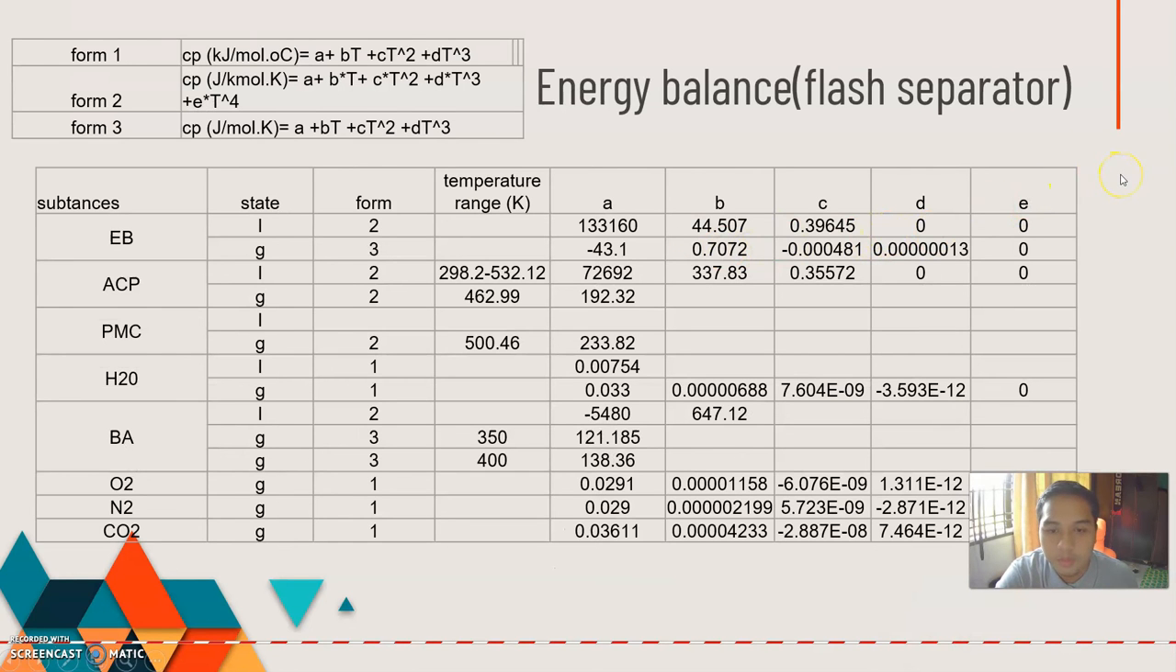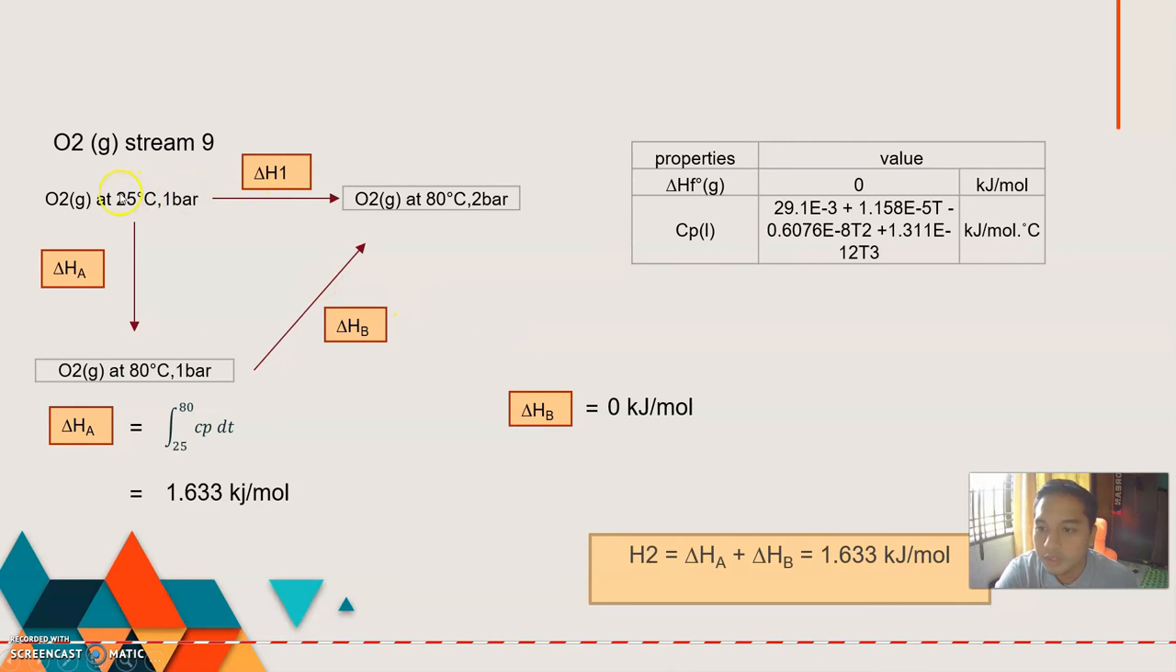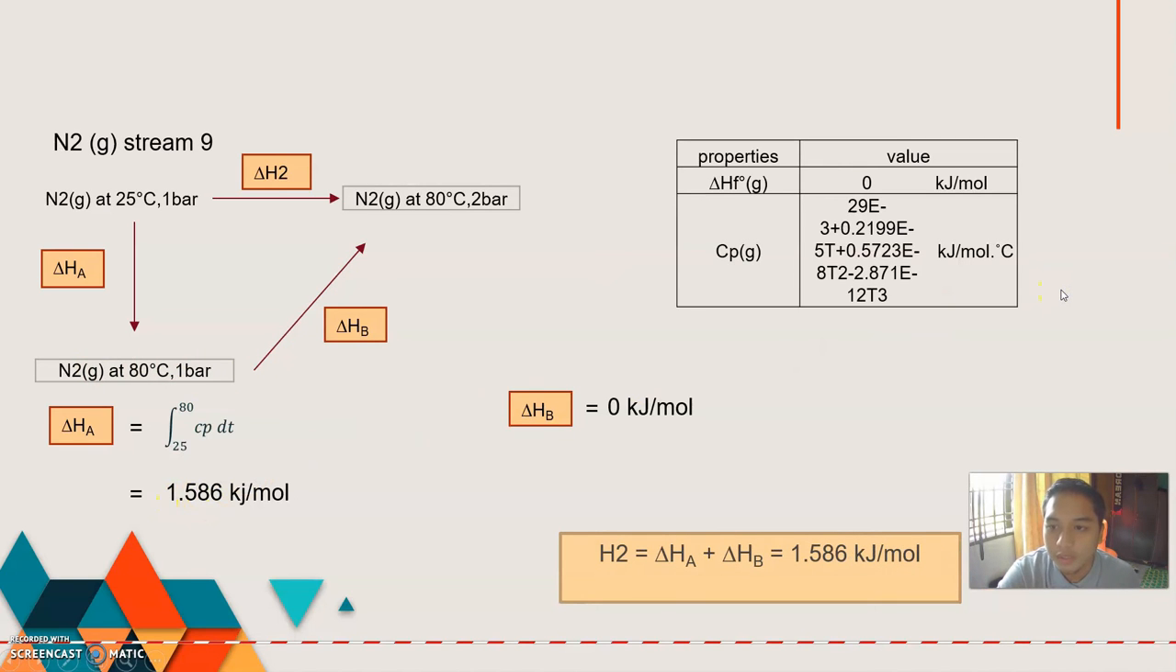Okay, this is our CP value. For the energy balance for the O2 at stream 9, we do it like this. First is the temperature change, and the second, HB, is the pressure change for all. And for the nitrogen at stream 9, same as O2, but with different values.